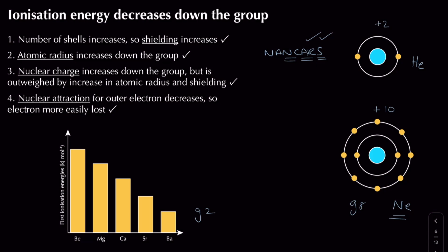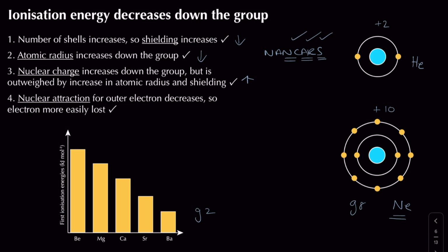But the number of shells increasing and the atomic radius increasing, these two factors decrease our nuclear attraction. If I weigh them up, the effects of the atomic radius and shielding increasing will both outweigh our nuclear charge. Although that is the case, we still need to mention it in the exam. So nuclear charge increases down the group, but it's outweighed by the increase in atomic radius and shielding.